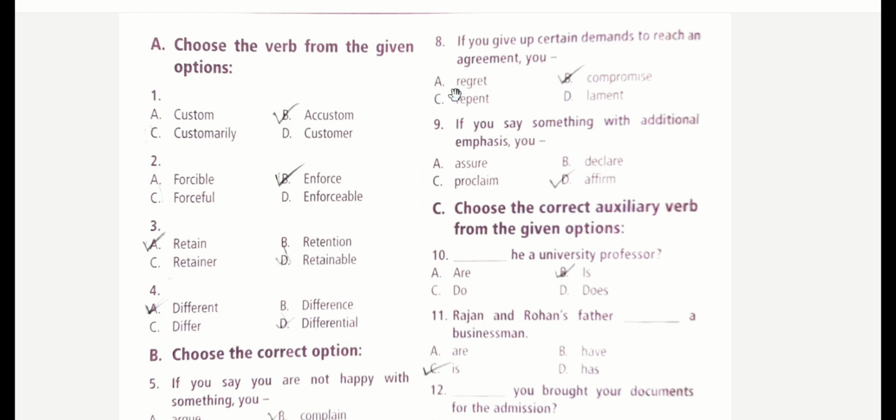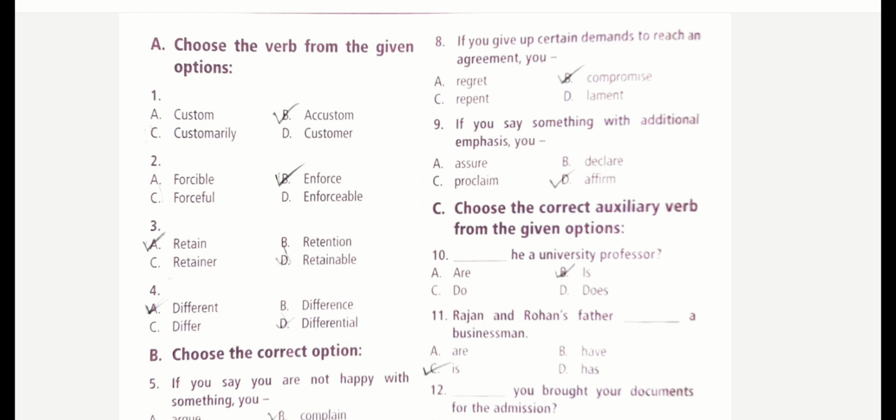Let's understand the meaning of other words. So the meaning of regret is feeling sad about something you did or didn't do. What is the meaning of repent? Repent means feeling sorry for doing something wrong and wanting to make it right. Okay, and what is the meaning of lament? It means expressing sadness or crying about something that makes you feel bad.